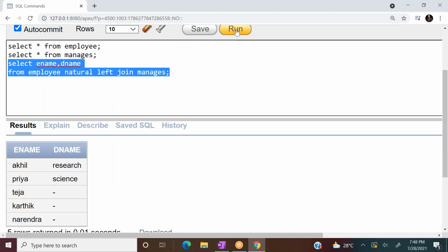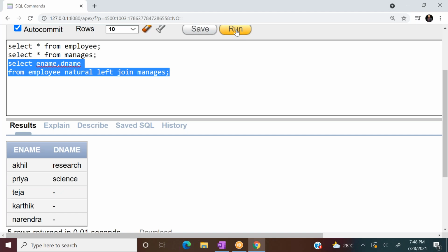Click on run. Now look at, I'm getting the matching records. Akhil is managing research, Priya is managing science, and Teja, Karthik, Narendra are not managing any departments. Still, Teja, Karthik, and Narendra are in the output, even though they are not managing any departments, because no matching rows are there. Still, employee name is in the output.